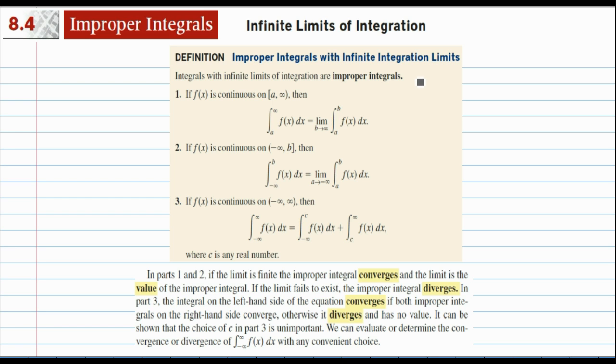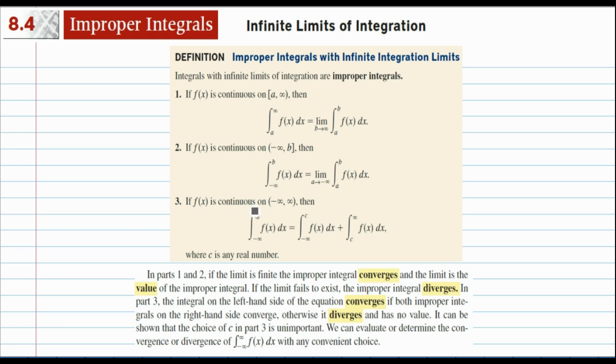Now to find these, in other words, if f is continuous from a closed a to infinity, then the antiderivative from a to infinity, we can't just plug in infinity. We're actually going to call it b as the upper limit, and we're going to take the limit as b approaches infinity. So you still have an upper limit of integration as infinity, but we're going to approach that as opposed to just plug it in. Same thing if you have the antiderivative from negative infinity to b.